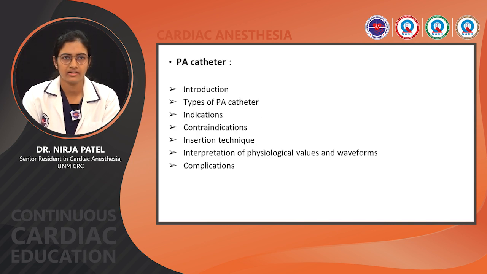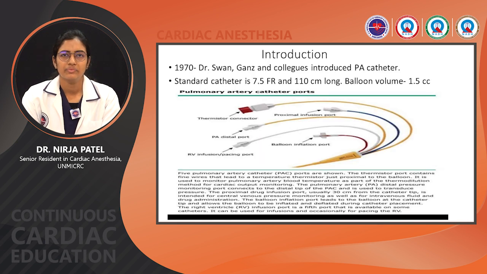Now coming to the PA catheter, I will discuss mainly the introduction, types of catheter, indication, contraindication, insertion technique, interpretation of the physiological values and waveform, and complications. The PA catheter was introduced by Swan, Ganz and colleagues in 1970. The standard catheter is 7.5 French, the length is 110 centimeters and the balloon volume is 1.5 milliliters.